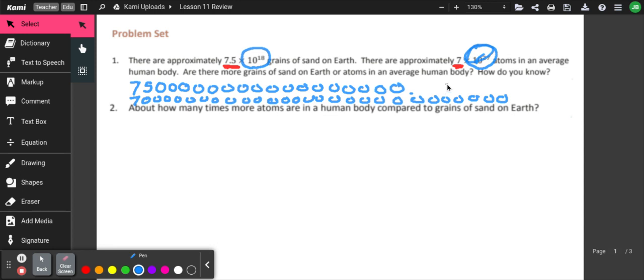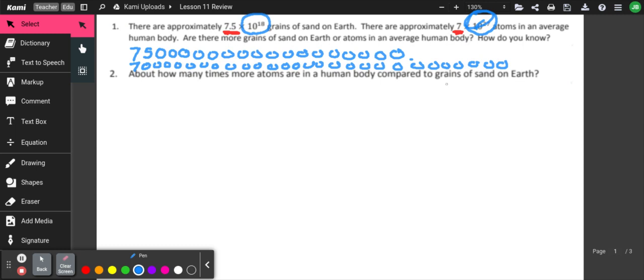Now let's go to question number 2. They're asking us now, how many times more atoms are in the human body compared to grains of sand on Earth? So for this problem, we're going to create a ratio. We want to know how many times more atoms are in the human body, which means we're going to put the number of atoms in the human body, 7 times 10 to the 27th power, over 7.5 times 10 to the 18th power.